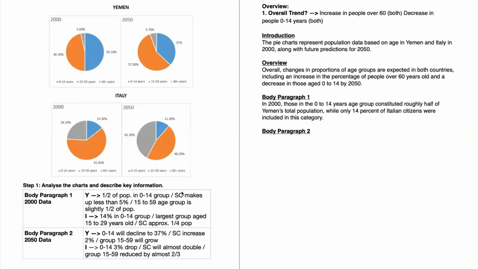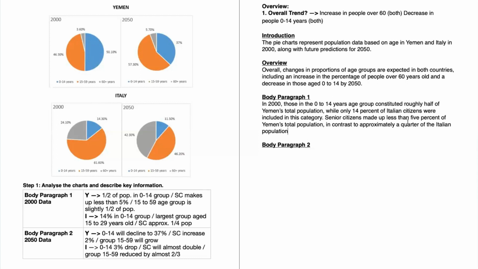Now it's time to look at our senior citizen group. So I'm just following my notes here, and I'm going to say senior citizens made up less than 5% of Yemen's total population, in contrast to approximately a quarter of the Italian population. Remember, we looked at that right here. I said 1/4 in my notes, and I've chosen to say a quarter in my body paragraph. Again, we'll talk about the language choices after.